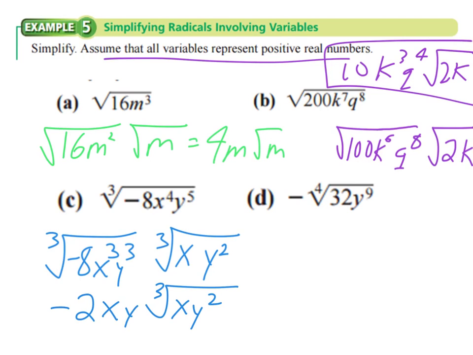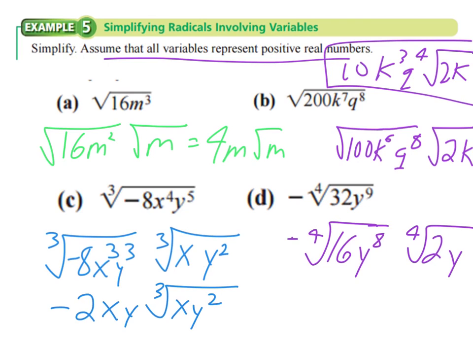Now the last one here, we've got example D, we've got the negative out front. We'd have a fourth root that we can do, and then a fourth root that doesn't work. The fourth root that goes into 32, well, 2 to the fourth is 16, so that leaves us with a leftover 2 here. And then the biggest multiple of 4 that's 9 or less would be 8. That leaves us with 1 there. So we fourth root the 16y to the 8th.